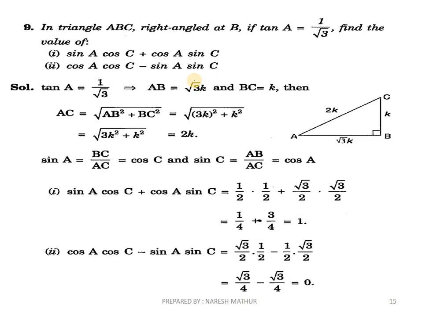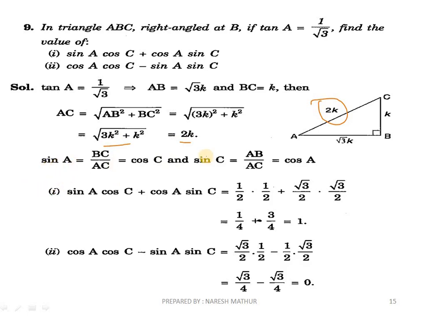Now at the ninth question, we are given a triangle ABC right angled at B. Tan A equals 1 by root 3, which means perpendicular and base are k and root 3k. We need to find the value of sin A cos C plus cos A sin C. It means we need to find the value of the hypotenuse. Just find the hypotenuse by using the Pythagoras theorem. So now we have all the sides of the right triangle.